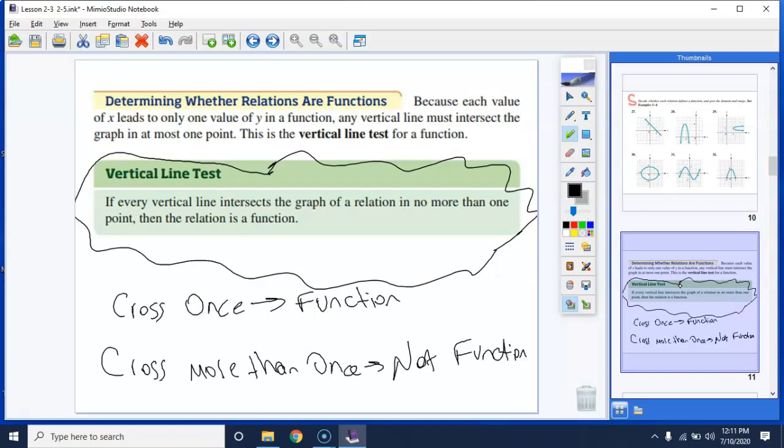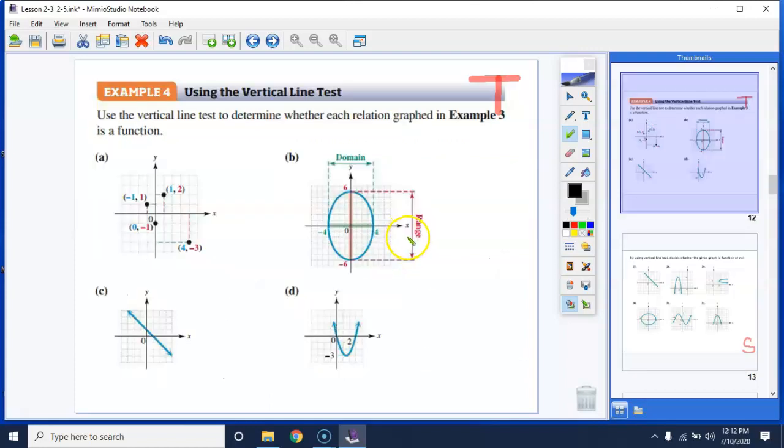Vertical line test. If every vertical line intersects the graph of a relation in no more than 1 point, then the relation is a function. So we're going to do this. If we have some graph, we're going to decide whether it is a function or not. So that's my criteria.